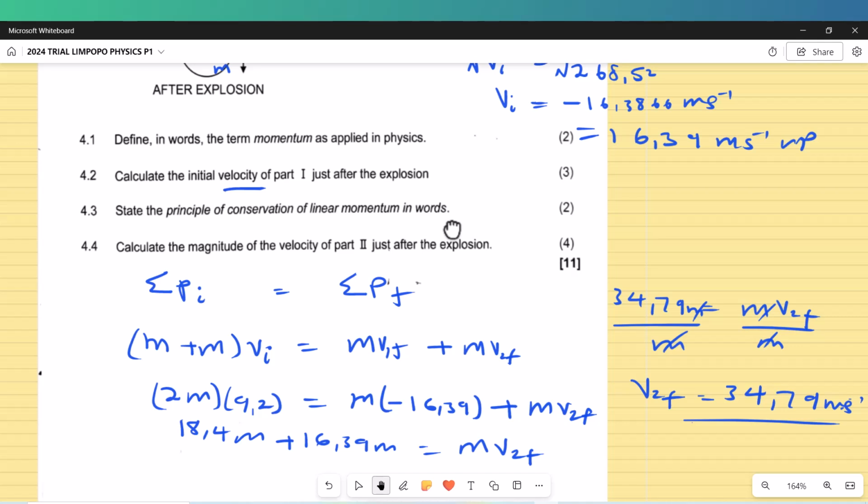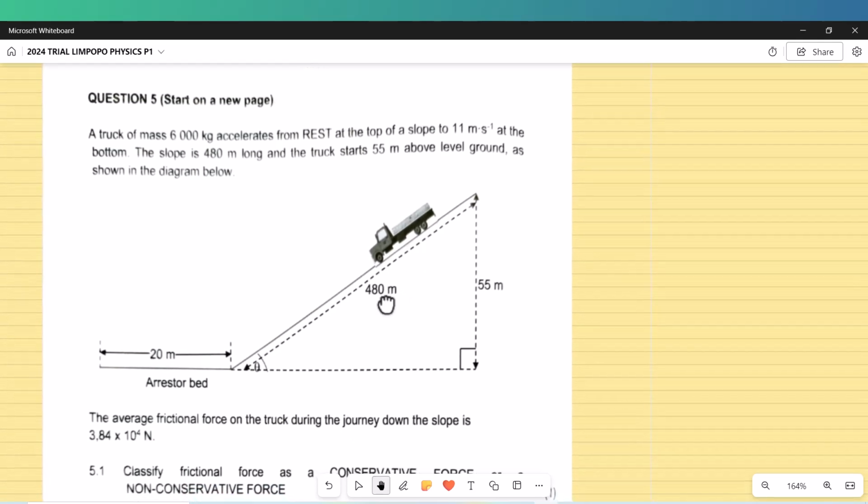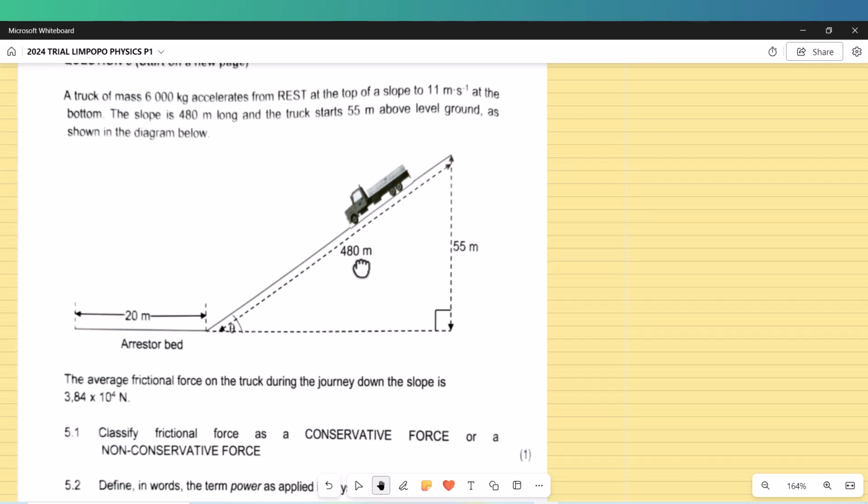Okay, next question here, that's question 5. What does it say? Let's check it out. Question 5 is from Limpopo 2024. They say that a truck of mass 6,000 kilograms accelerates from rest at the top of the slope to 11 meters per second at the bottom of the slope. The slope is 480 meters long and the truck starts 55 meters above the level ground as shown in the diagram below. So it's our truck here on the incline accelerating until it is 11 meters per second, then continues on this arrestor bed. The height is 55 meters above the ground. There's a theta here. They say that the average frictional force on the truck during the journey down the slope is 3,84 times 10 to the power 4 newtons.